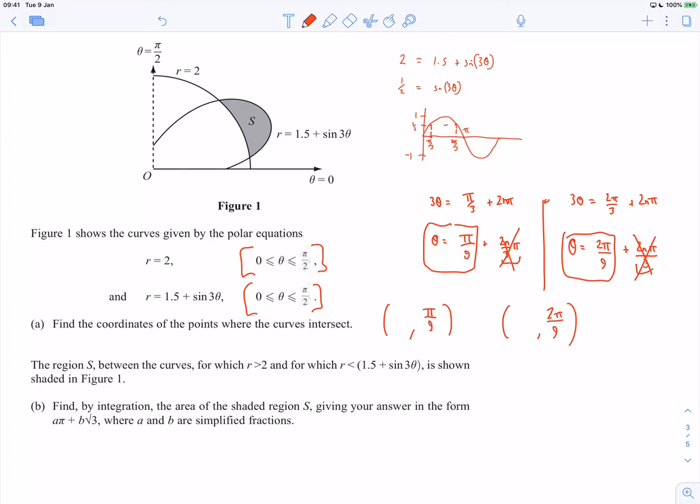And remember, I want the r values, but clearly because they lie on the curve r equals 2, I know that I can just put a 2 in there. So in actual fact, these are my answers for part A. So that wasn't too bad.